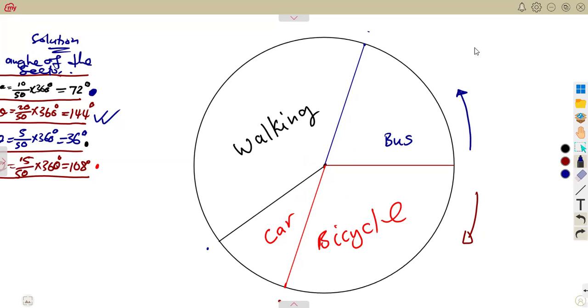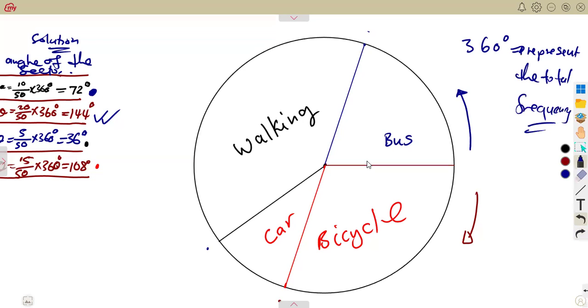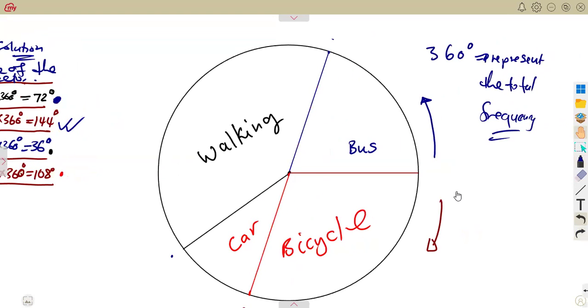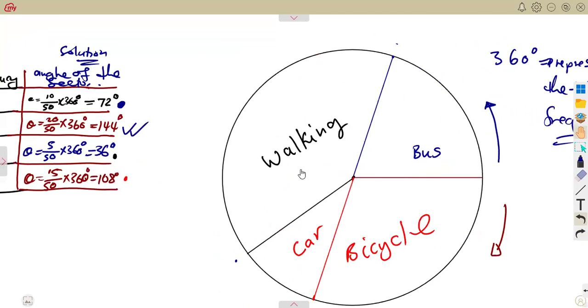In those questions, 360 degrees will represent the total frequency. The 360 degrees represents the total frequency, so you can use a simple proportion. Let's have a simple question, guys. This is what I'm trying to say.